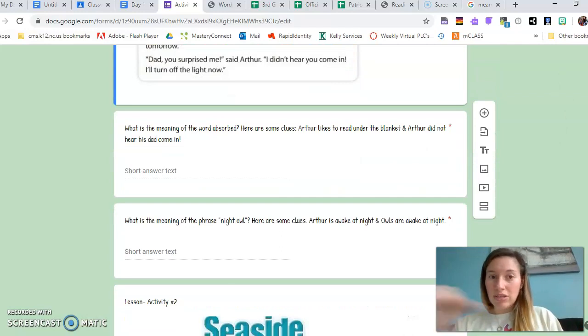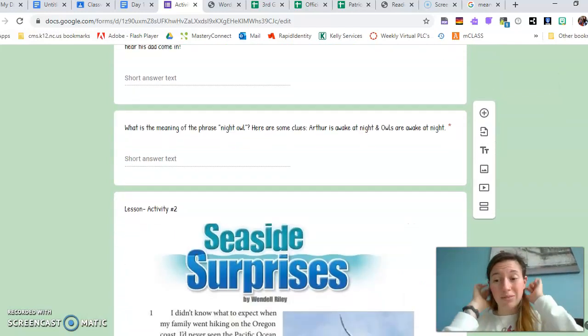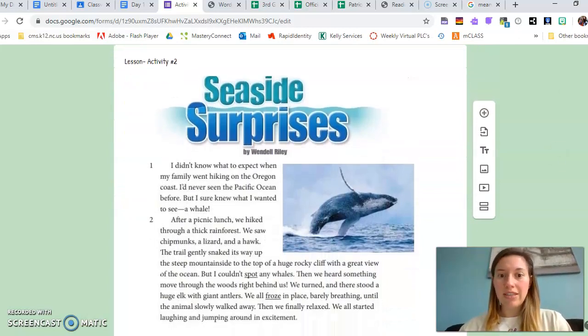So that is using those clues and thinking about what's happening in the story, and my prior knowledge sometimes about things can help me figure out that phrase. Does that literally mean that Arthur is an owl? No, right? It's not a literal phrase. It's figurative, it just means he likes to stay awake late. Awesome job on this. You can type in your answer right there. And then we're moving on to the second part.